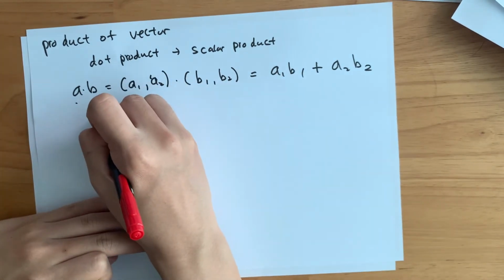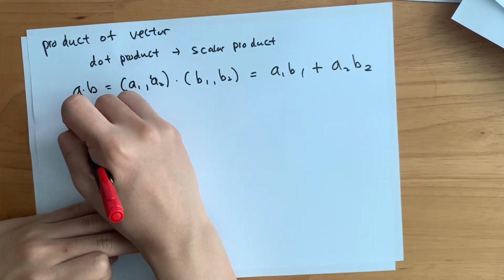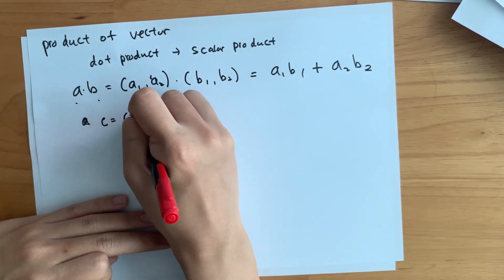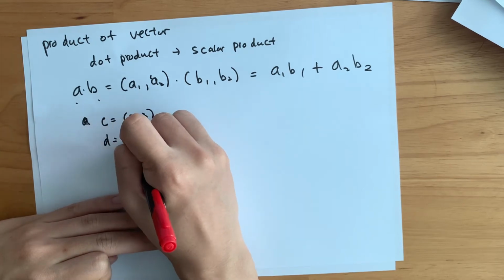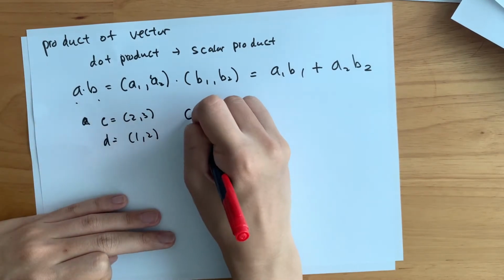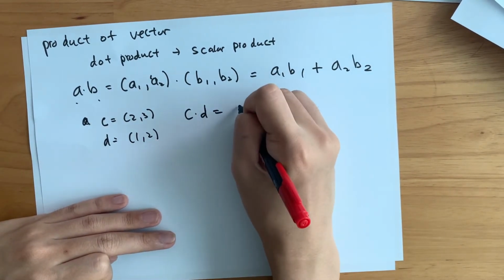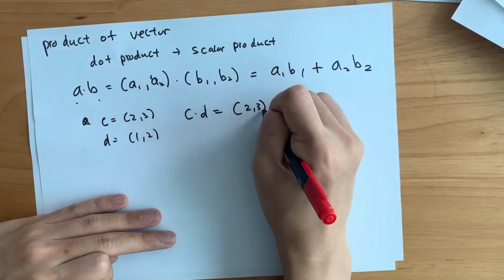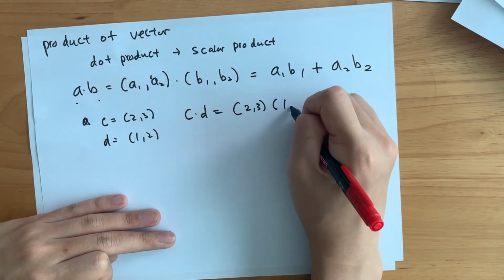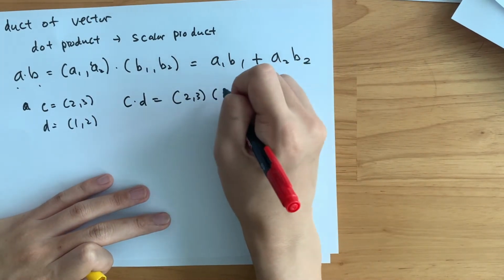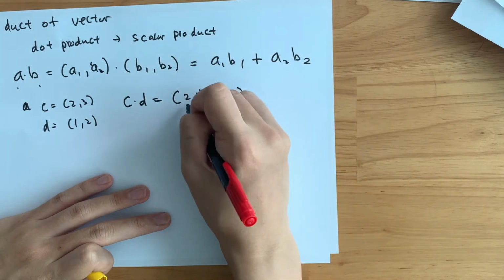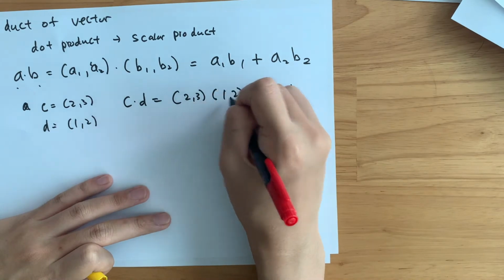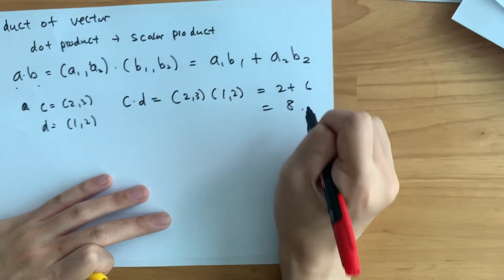So let's say we have two vectors, C equal to (2, 3) and D equal to (1, 2). Let's calculate C dot D. Then this will be (2, 3) and (1, 2), so A1 times B1 and A2 times B2. So it's 2 plus 6, which is 8.